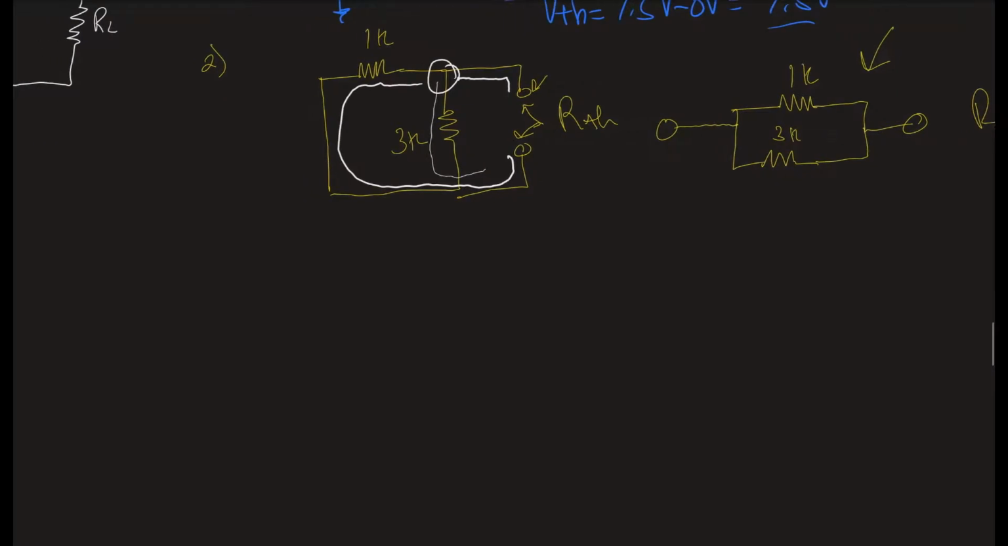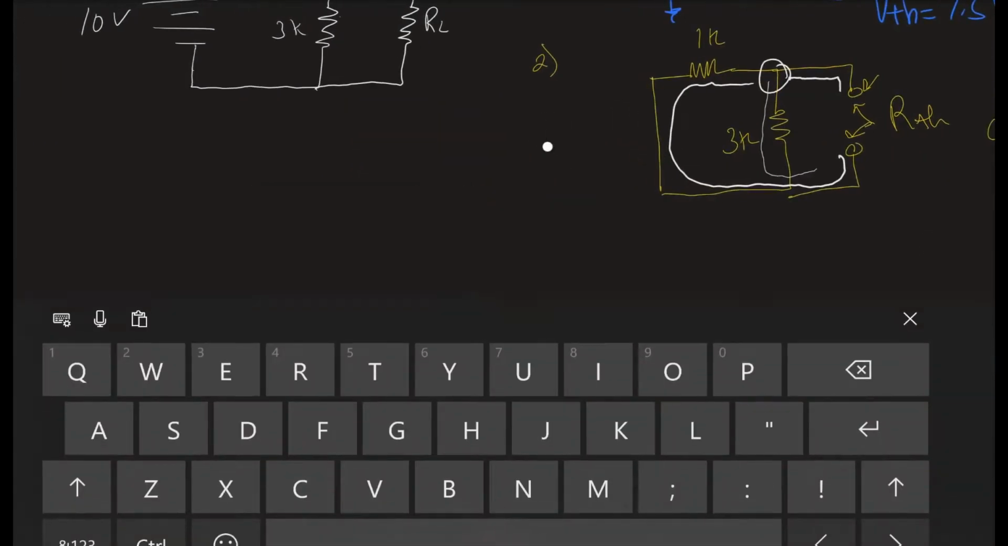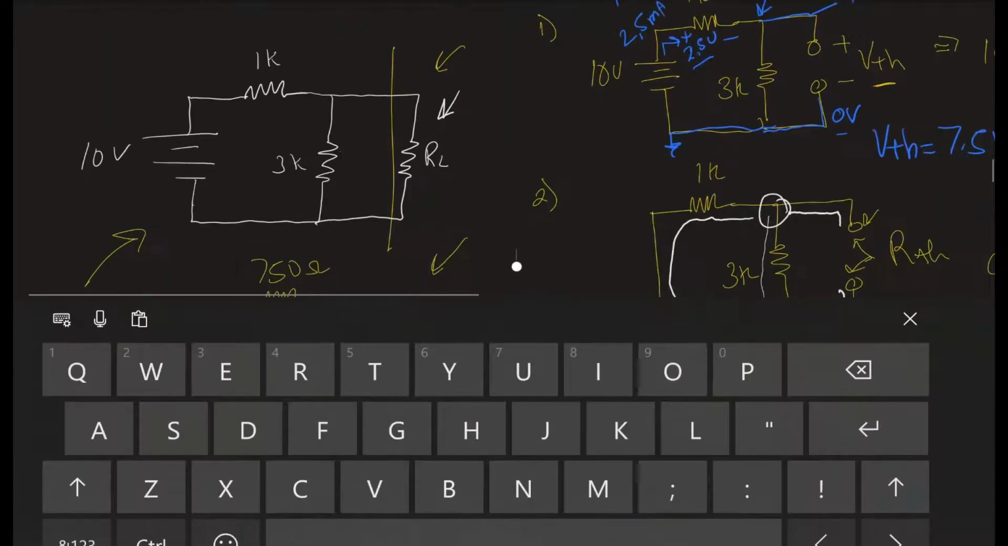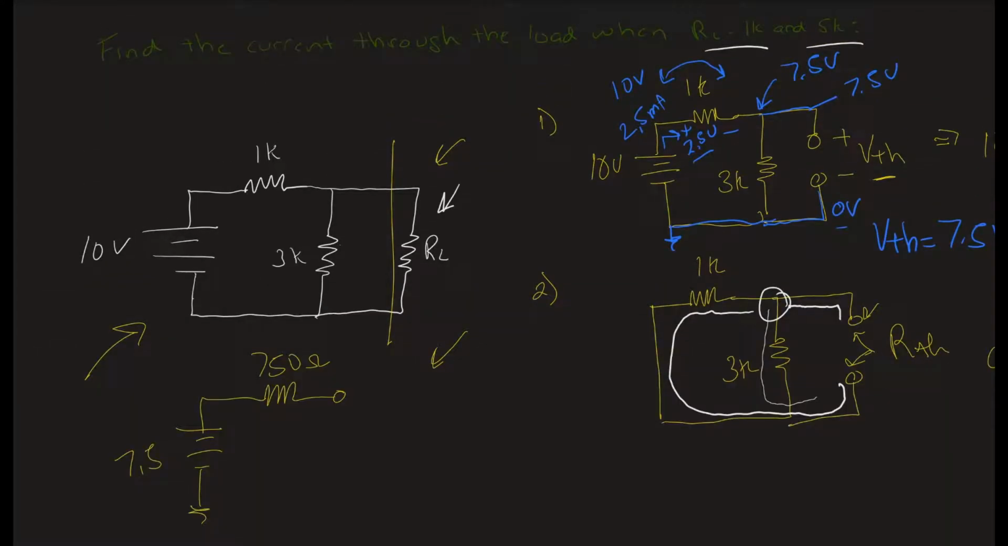So now what I'm telling you is that this circuit up here is exactly the same as this circuit, where we have 7.5 volts and 750 ohms. So anything that I attach to this circuit right here will be exactly the same as if I attached it here. And so our problem said it wanted to know the current if our load was 1K.